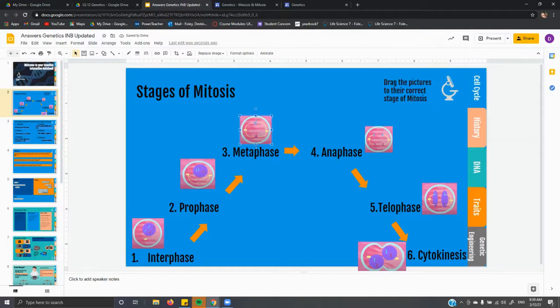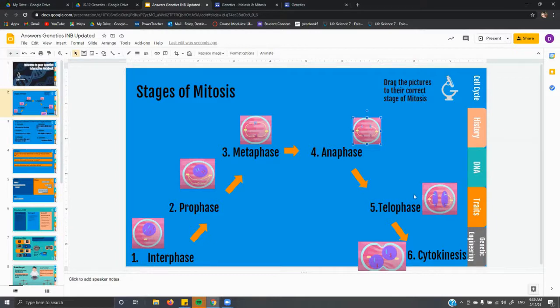Metaphase, the chromosomes line up in the middle, M for meta, M for middle. Next, we have anaphase. Anaphase, they start pulling away. So A for ana, A for away. So the chromosomes start to pull away at this point.